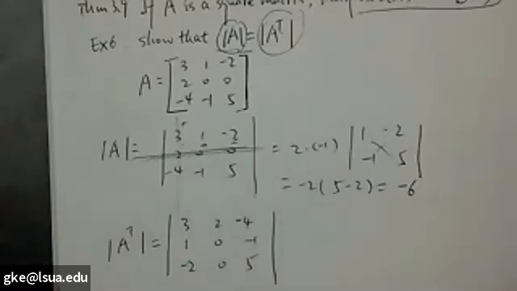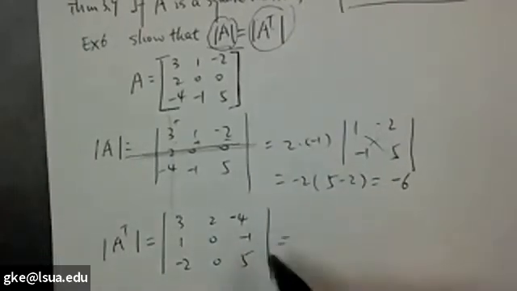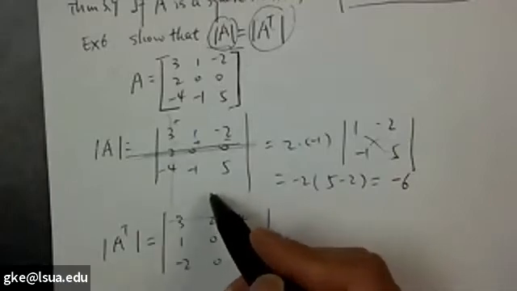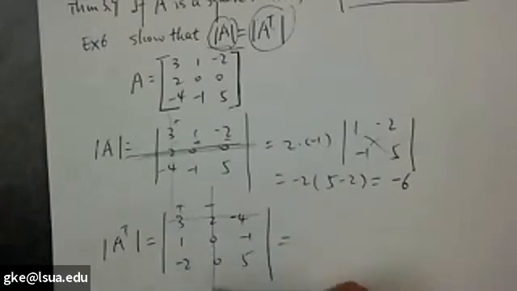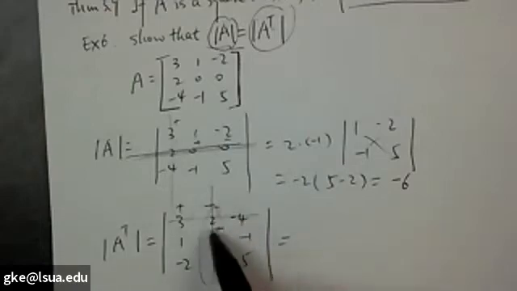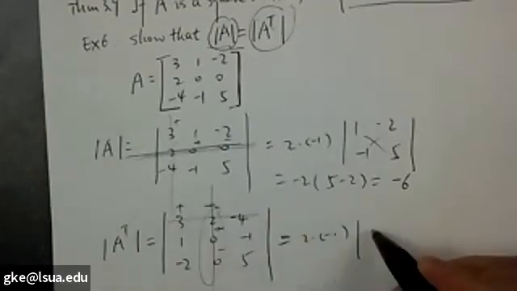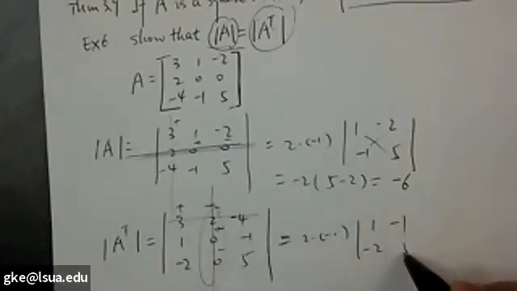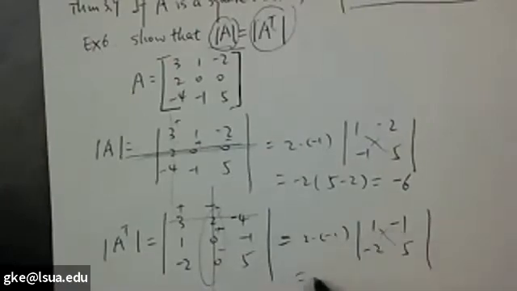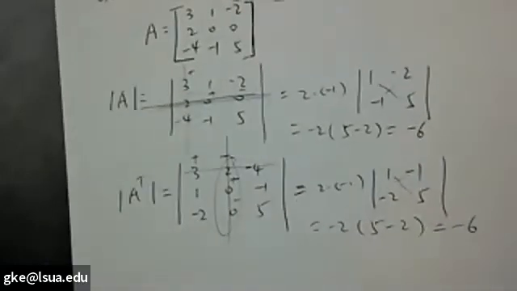You can do the expansion along the second column, right? Negative, positive, negative. So the same thing, you get 2 times negative 1, you still get negative 2, 5. You get negative 6. So we just proved it. We proved that the two are equal. Okay, we finished it.